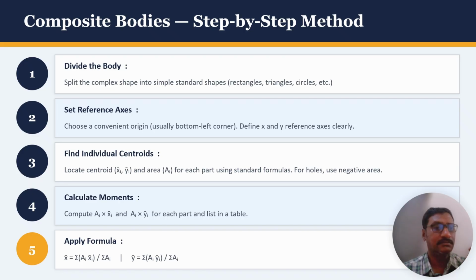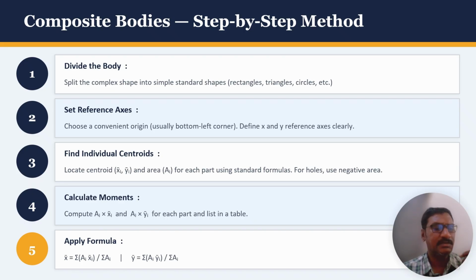So the last step is apply the centroid formula. Simply divide: x bar equals sigma Ai x bar i divided by sigma Ai, and y bar equals sigma Ai y bar i divided by sigma Ai. These two results give you the coordinates of the centroid of the composite section measured from your chosen reference origin. An important note from this step: if the shape has an axis of symmetry, the centroid lies on that axis, so you can use this to verify your answer.